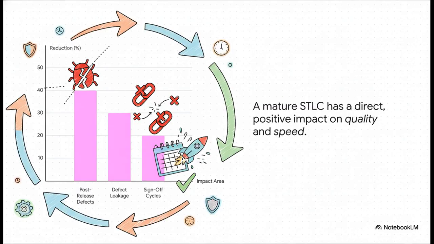So here's the crucial point. A mature, well-run STLC has a direct, really positive impact. We're talking about a 40% reduction in bugs that customers find out in the wild, a 30% drop in defects leaking from one stage to the next, and getting products signed off and out the door 20% faster. Those are some serious numbers.